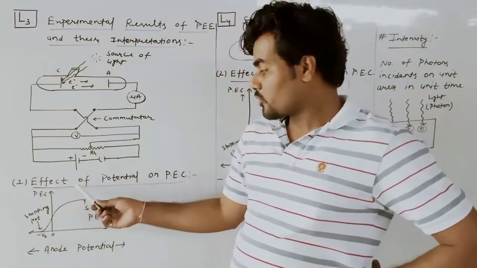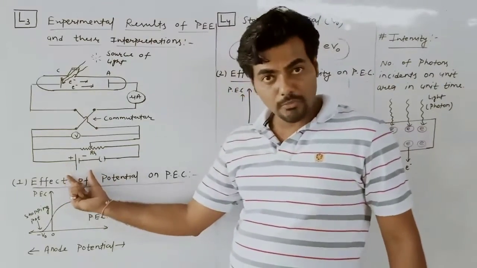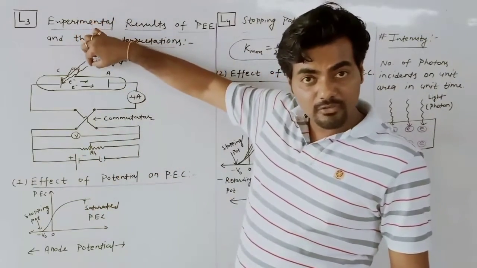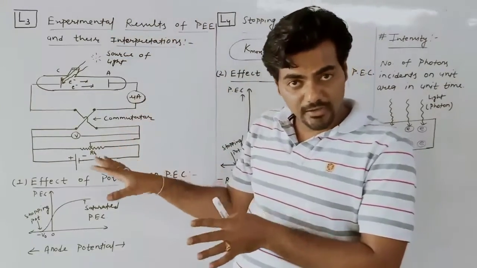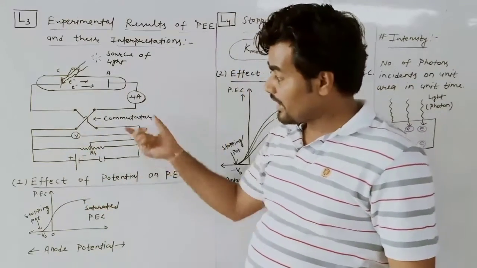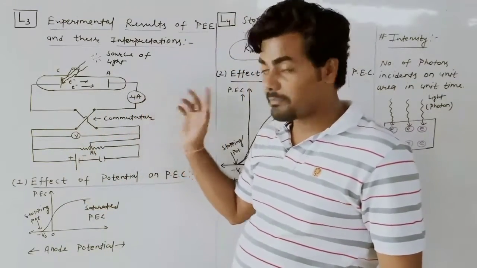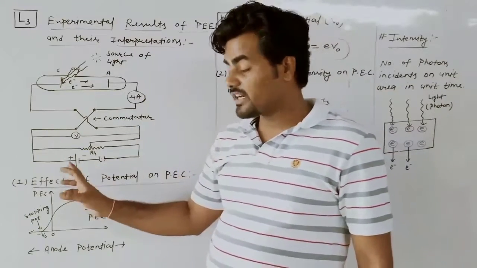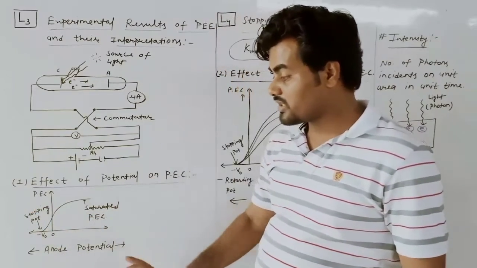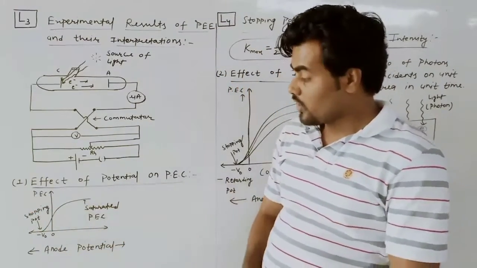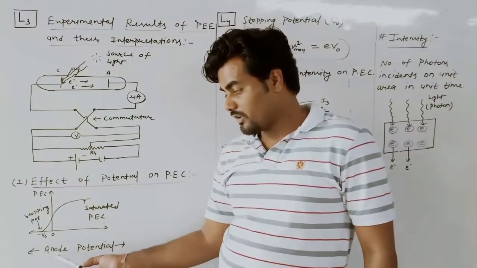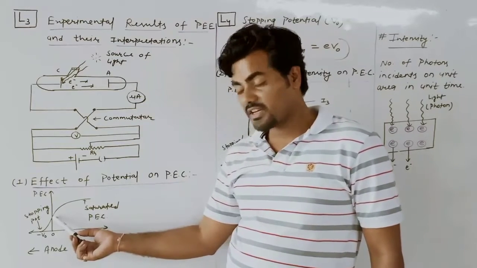In order to study the effect of this potential on the photoelectric current, we keep the intensity and the frequency of the light at some constant value and vary the electric potential between the electrodes, and note down the corresponding current values from the micrometer. Now if you plot the graph between photoelectric current, PEC, and anode potential, then we get the following kind of graph. It is clear from this graph that when the anode potential is 0, the photoelectric current is not 0.